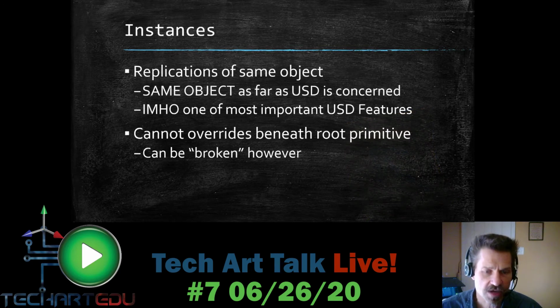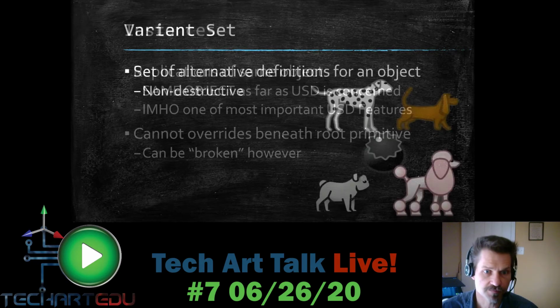All right, instances are another way of doing that, in that the same object does not necessarily have to have the exact same definition. It depends on the context in which you use that object. In my humble opinion, this is one of the most important USD features, and this is going to be the key factor for using USD to define entire worlds. I do mean entire worlds, because you can define entire worlds now with USD, which is something you couldn't do with an FBX file.